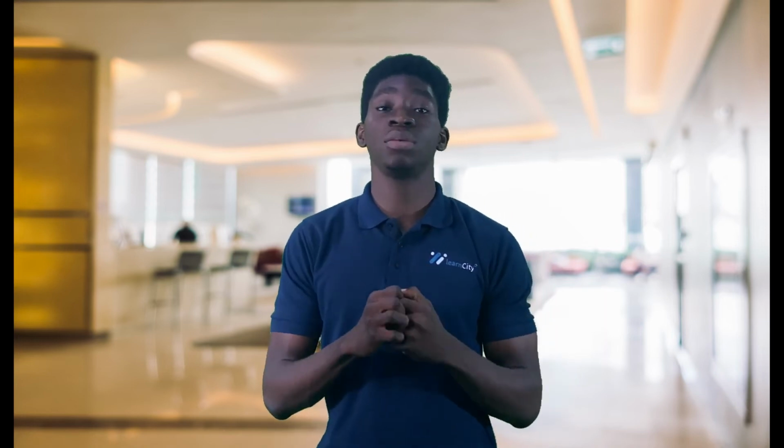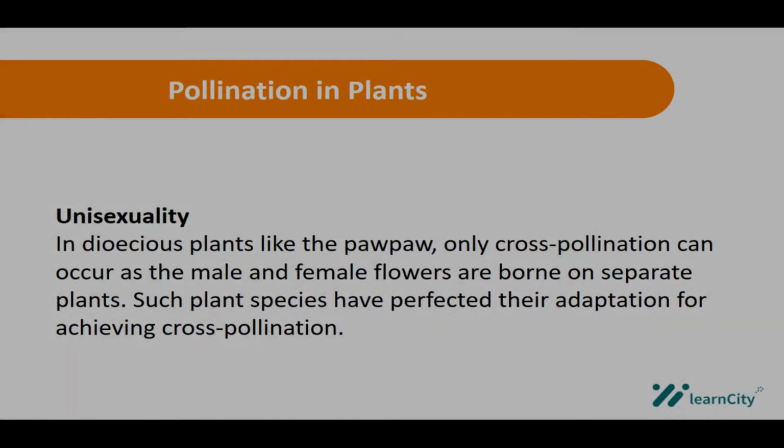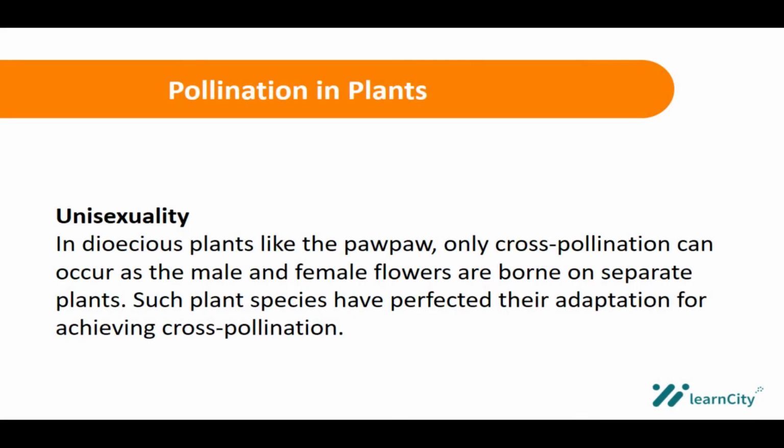Now the first one is unisexuality. We discussed this in one of our previous videos, where unisexuality is when flowers have only one sex. So we have either male or female flowers. Now in dioecious plants like pawpaw, only cross-pollination can occur because the male and the female flowers are on separate plants.